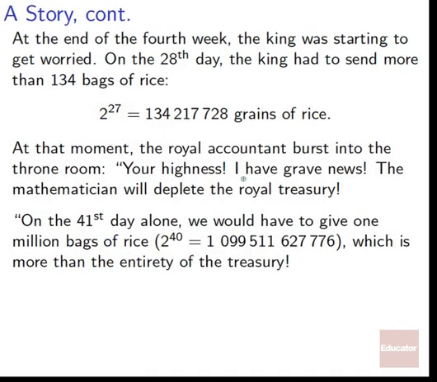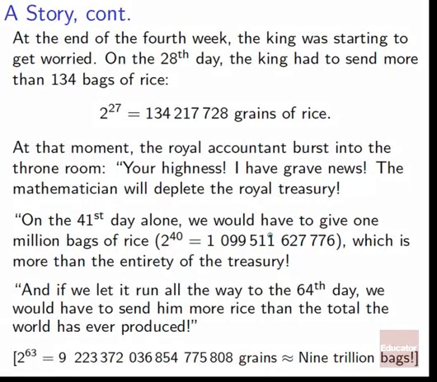At that moment, the royal accountant bursts into the throne room and says, "Your Highness, I have grave news. The mathematician will deplete the royal treasury. On the 41st day alone, we would have to give 1 million bags of rice, because 2 to the 40th is 1 trillion. So we've got 1 million bags of rice, which is more than the entirety of the treasury has in rice."